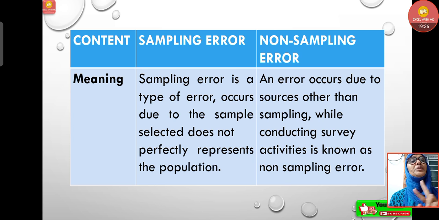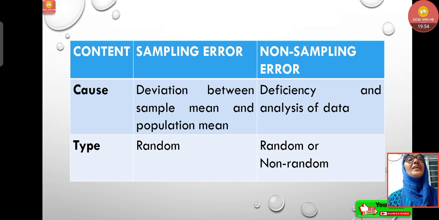Now, this is the content. Let's understand the difference between sampling error and non-sampling error. Sampling error is a type of error that occurs because the sample selected does not perfectly represent the population. Non-sampling error is an error that occurs due to sources other than sampling while conducting survey activities. Then what is the cause of this sampling error? Deviation between sample mean and population mean. For non-sampling error, deficiency and analysis of data.